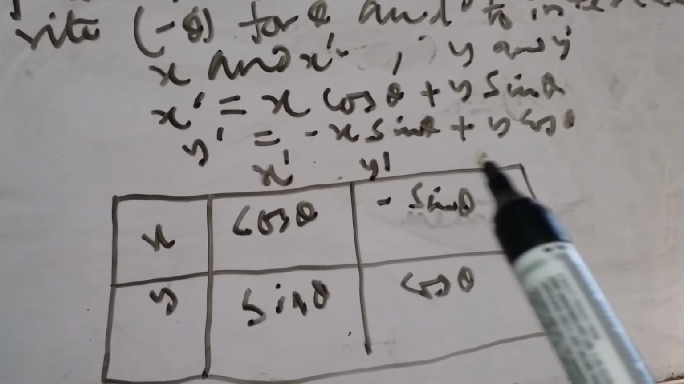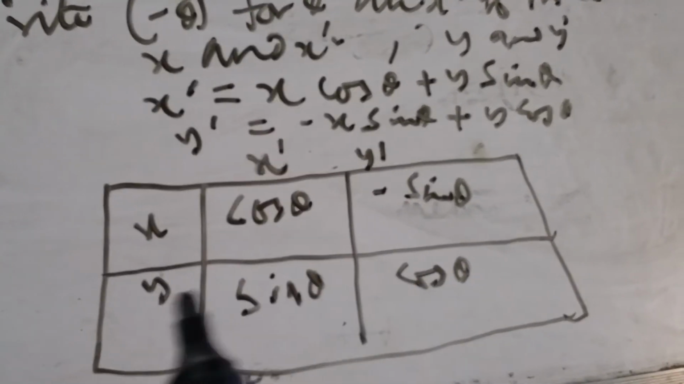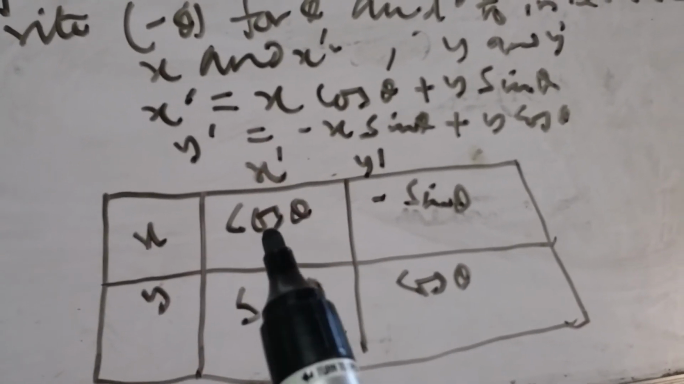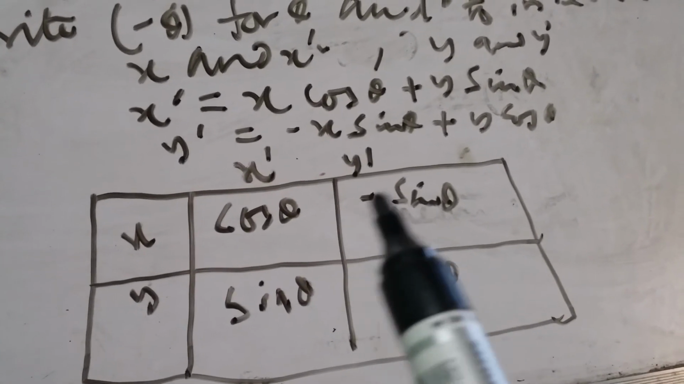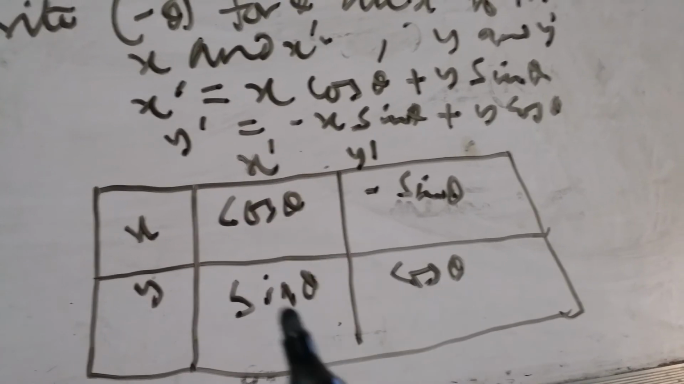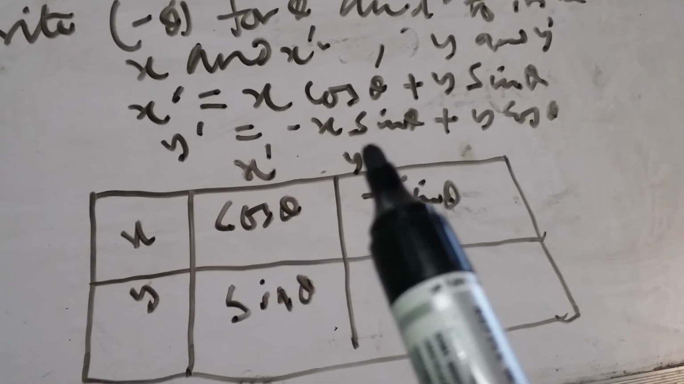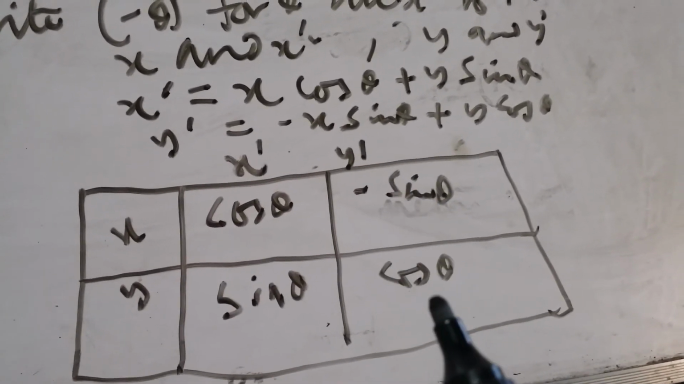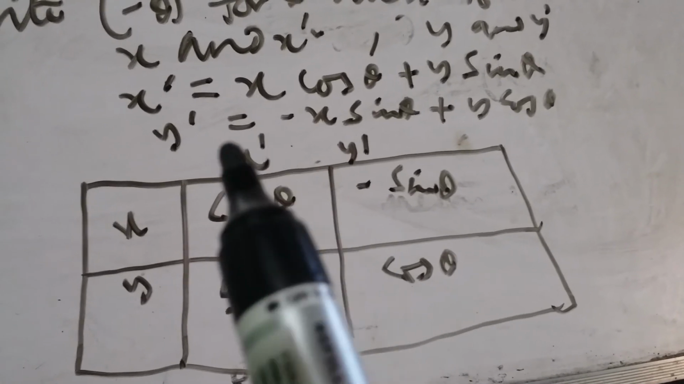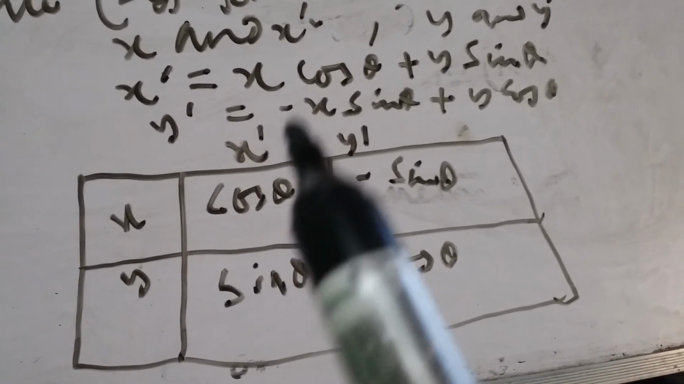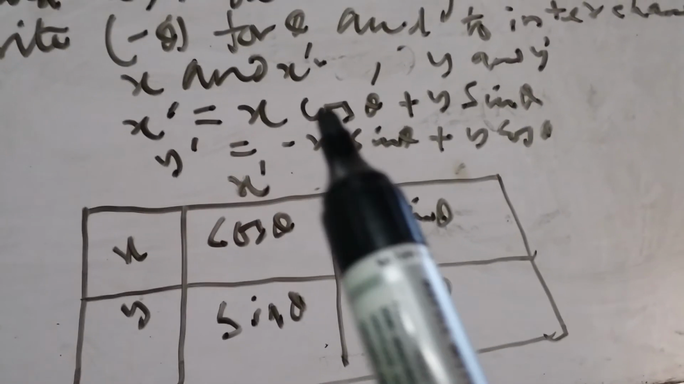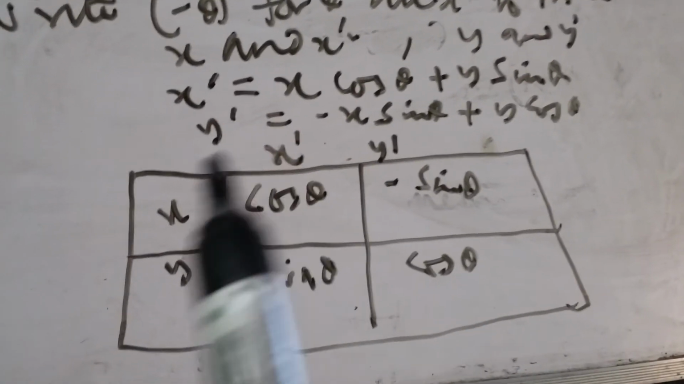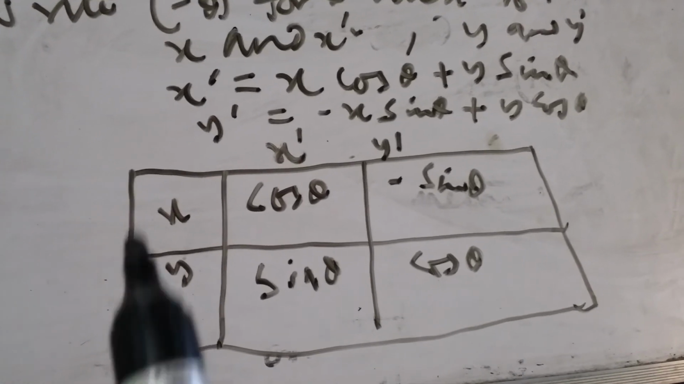If you make the chart of x, y and x dash, y dash, then x is equal to x dash cos theta minus y dash sin theta, y is equal to x dash sin theta plus y dash cos theta, and x dash is equal to x cos theta plus y sin theta, y dash is equal to minus x sin theta plus y cos theta. So you remember this chart very carefully.